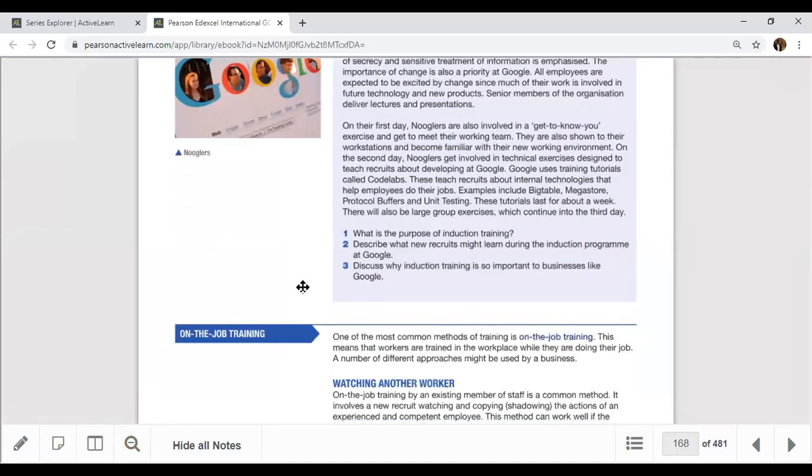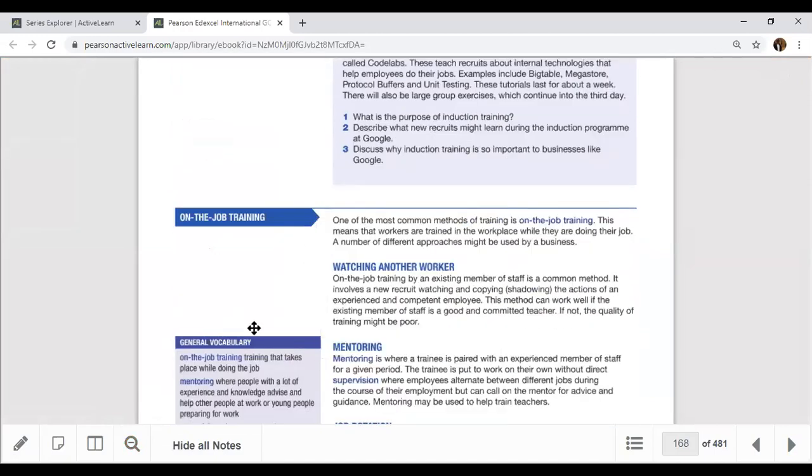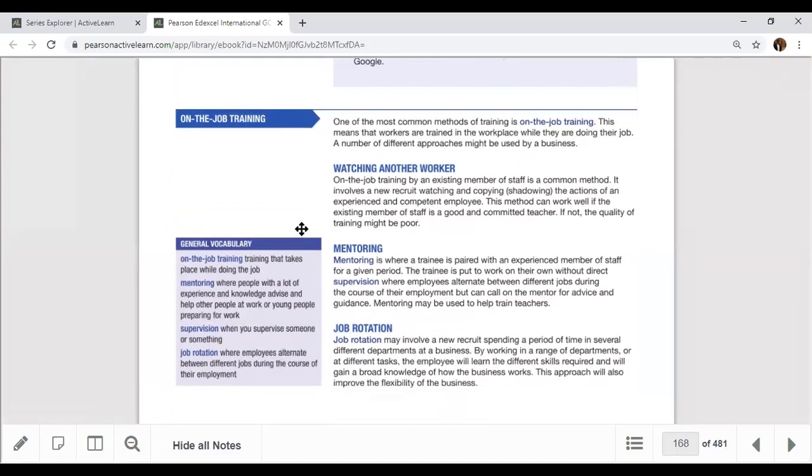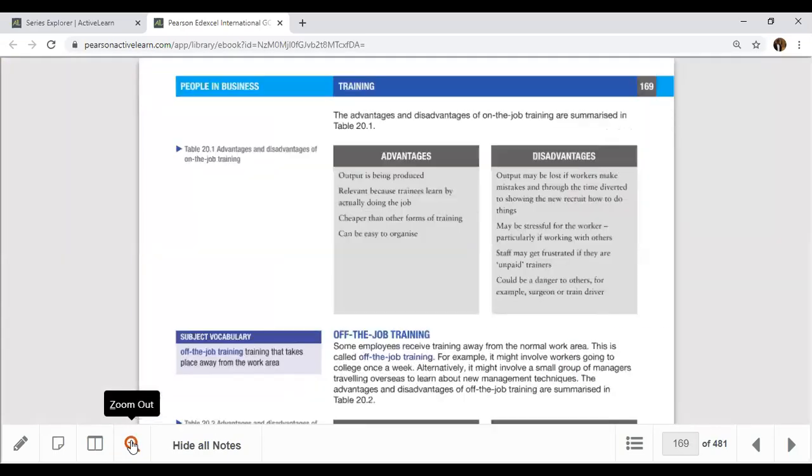There are three methods of on-the-job training approaches: watching another worker, called shadowing; second, mentoring; third, job rotation. These are the main three methods of induction and on-the-job training. In this table, they summarize the main advantages and disadvantages of on-the-job training.